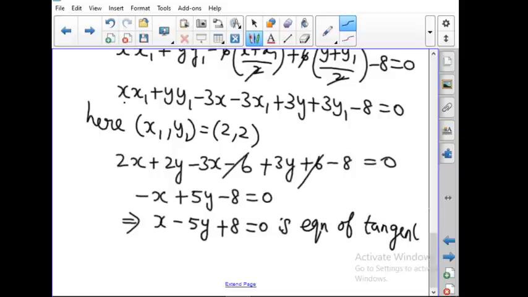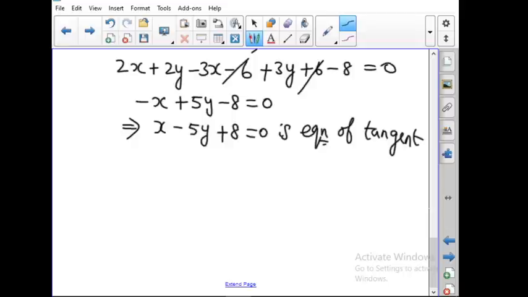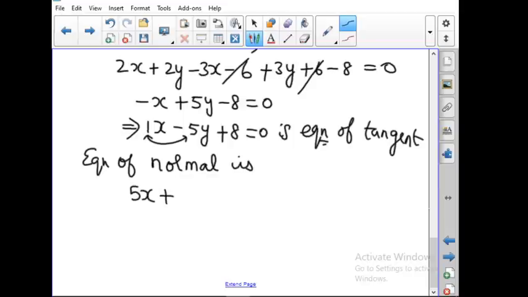So when the tangent equation is known, it is easier for us to find the normal equation, because the normal is perpendicular to the tangent. Whenever we know the equation of any line, we can find the perpendicular equation by interchanging the coefficients of x and y and changing the sign of y. So the equation of normal will become 5x plus y plus k is equal to 0.